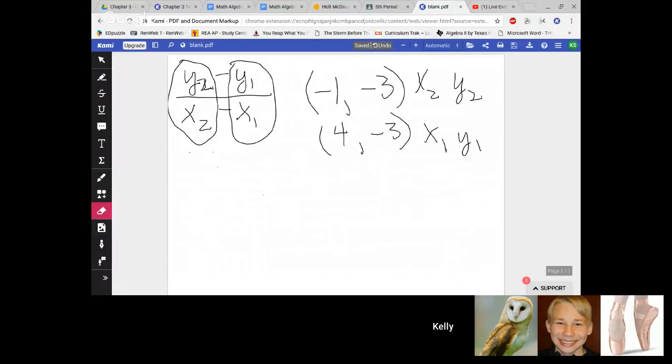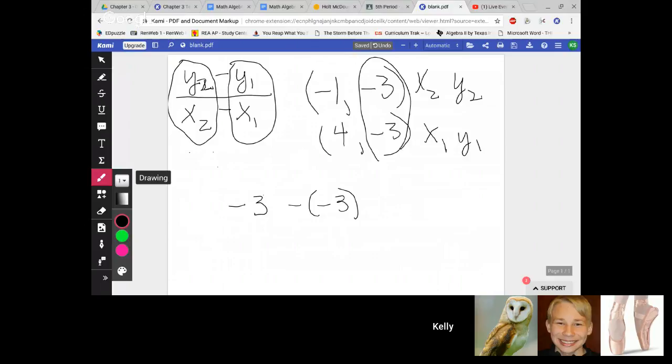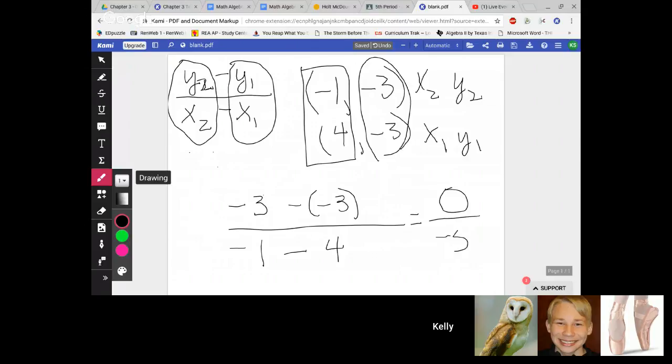And I'm going to erase that because that looks like it's going to be the line. Okay, so now what I'm going to do is -3 minus a -3, because that's this right here. So that's my y2 minus my y1. And then -1 minus 4, which is my x2 minus my x1. So -3 minus a -3 turns into a plus. So I've got -3 plus 3, so that's going to be 0. And this down here is going to be -5.